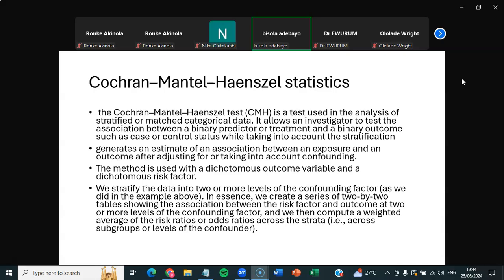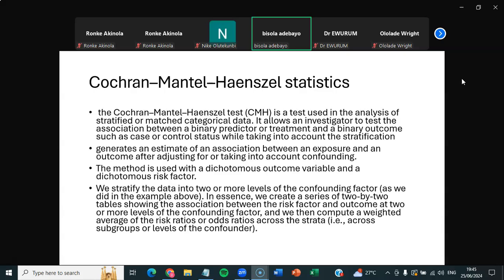That's one of the reasons why we match. You can match, or you can do restriction. When you are doing restriction, when you are selecting your controls and your cases, you already have strict criteria that you use. So matching is something you do before. After you have done your study, in terms of analysis, you can address confounding, for example, using the Cochran-Mantel-Haenszel statistic. You can also address it using logistic regression.